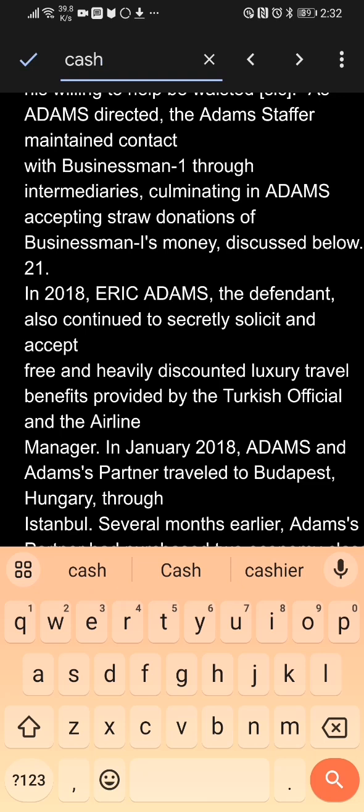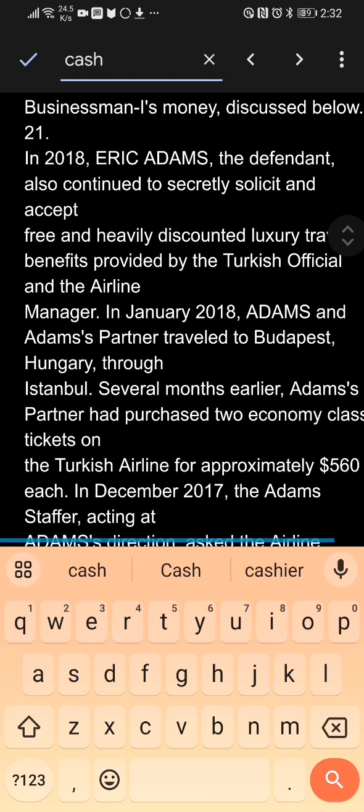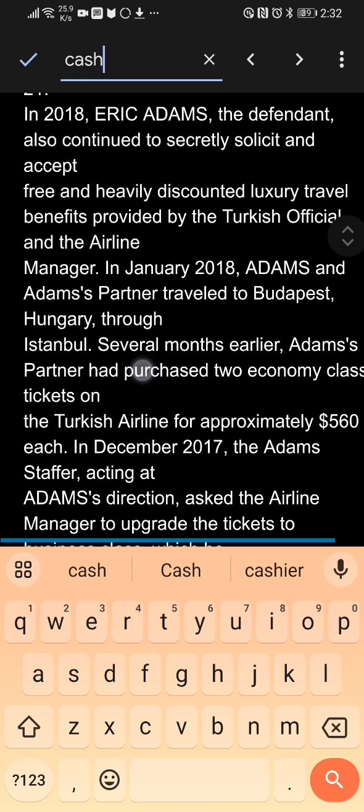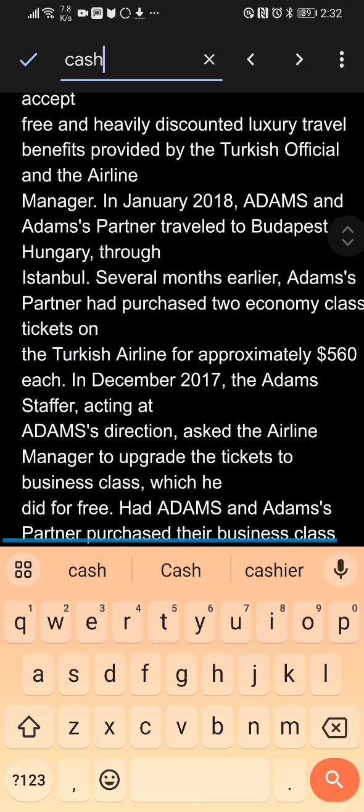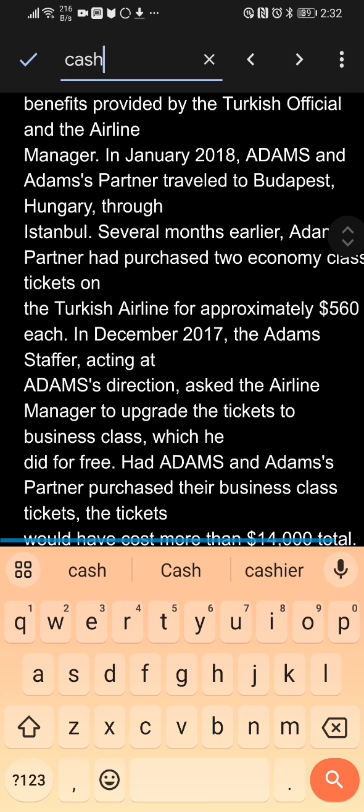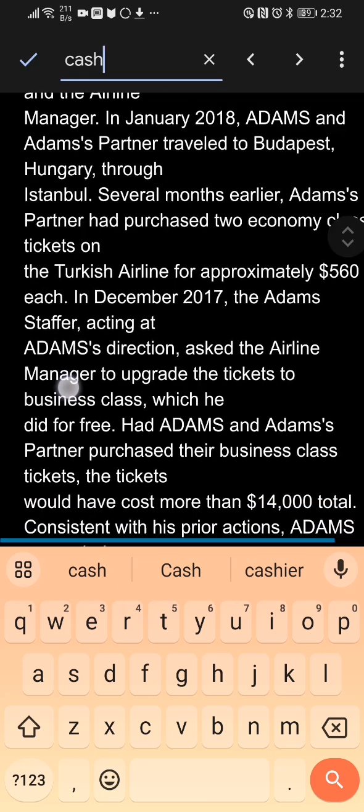In January 2018, Adams and Adams' partner traveled to Budapest, Hungary through Istanbul. Several months earlier, Adams' partner had purchased 2 economy tickets in the Turkish airline for approximately $560 each. In December 2017, the Adams staffer, acting at Adams' direction, asked the airline to upgrade the tickets to business class, and he did it for free.